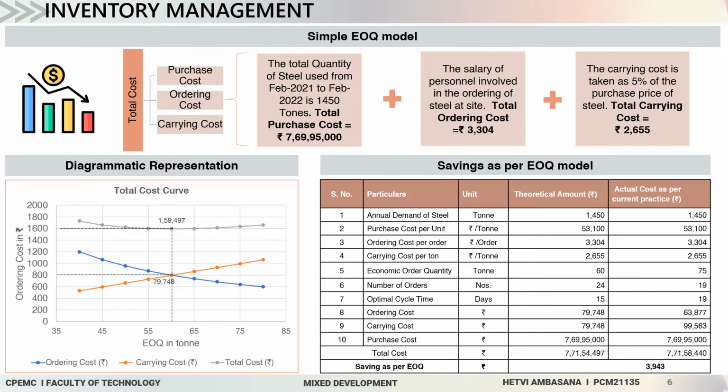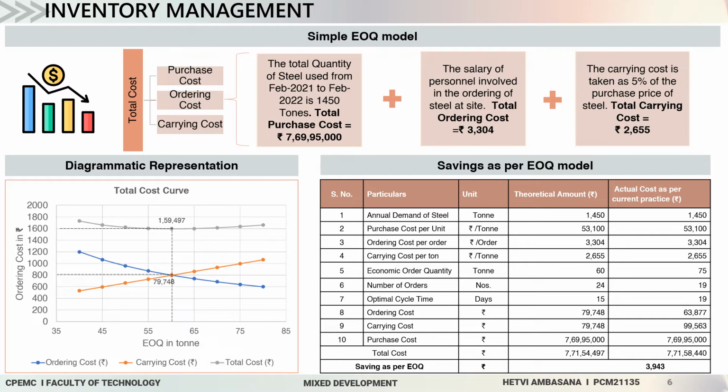Inventory management. Here I will discuss the simple EOQ model. The simple EOQ model consists of three costs: purchase cost, ordering cost, and carrying cost. For the purchase cost, the total quantity of steel to be used from February 2021 to February 2022 is calculated. Total 1,450 tons of steel will be required during this time period. For this quantity of steel, the total purchase cost is around rupees 7 crore 69 lakh.